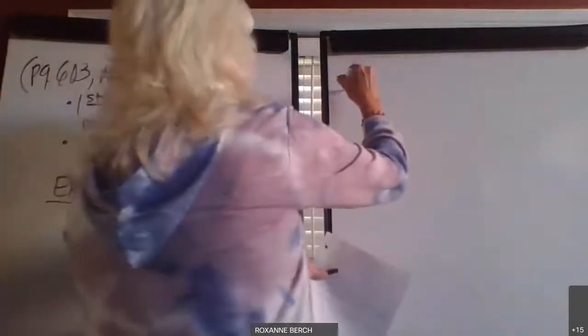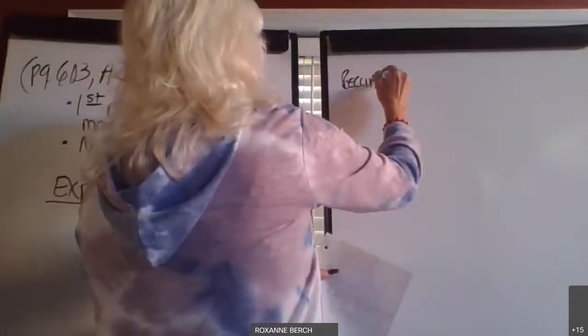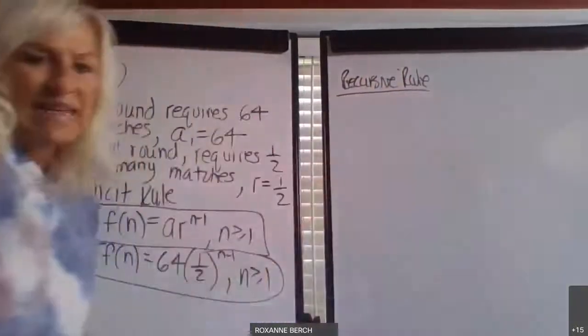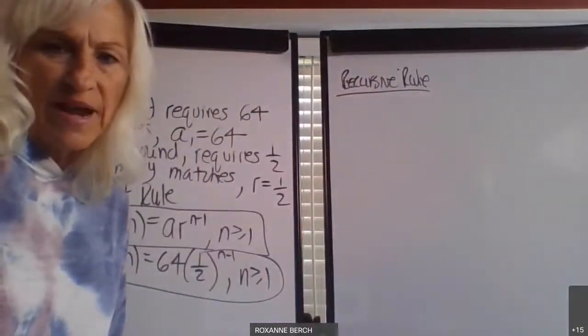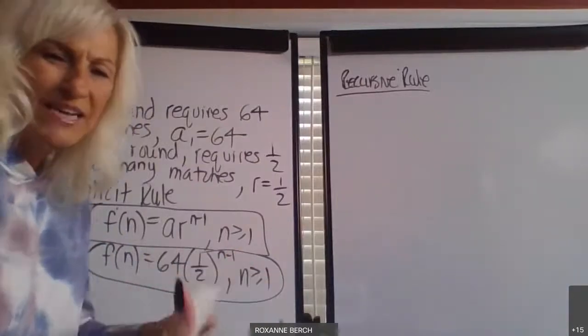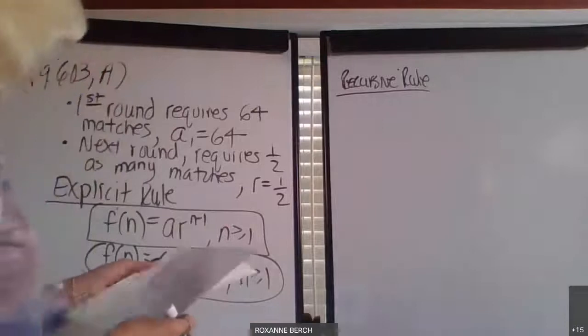Okay, now the recursive rule. Am I lagging or cutting out or anything right now? Okay, good. It's weird because it's saying I have high-speed internet, but then it cuts out. I don't know what's going on.